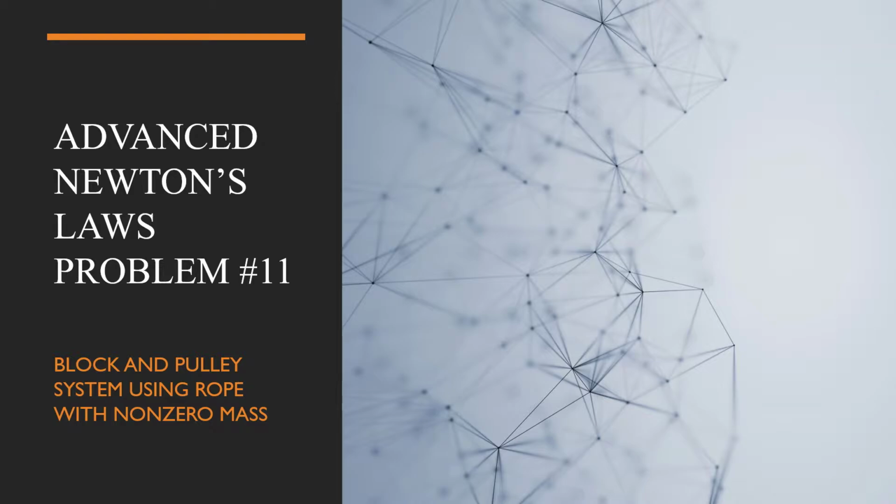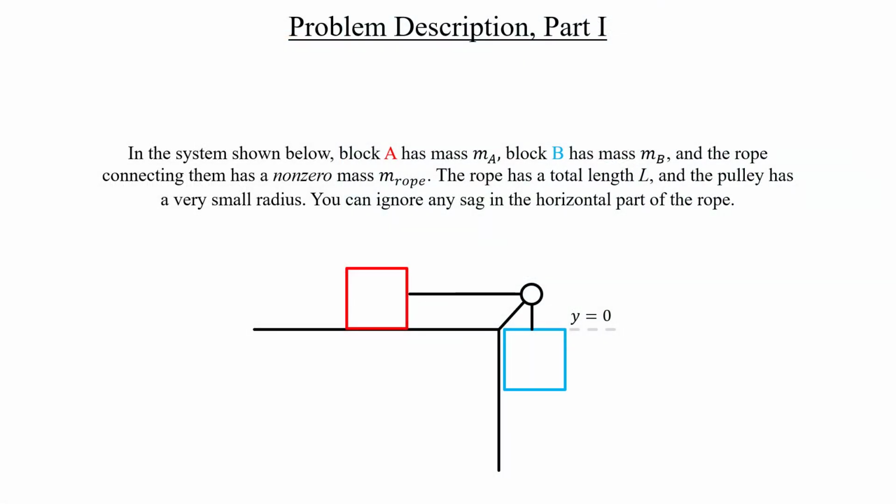I've picked out an interesting review problem for us, and this one is investigating a block and pulley system, but instead the rope has a non-zero mass. How many problems do you deal with block and pulleys where you have to consider the mass of the rope? Not very many, if at all. So if you had to, what would you do? Kind of a good question. We'll answer that in this problem.